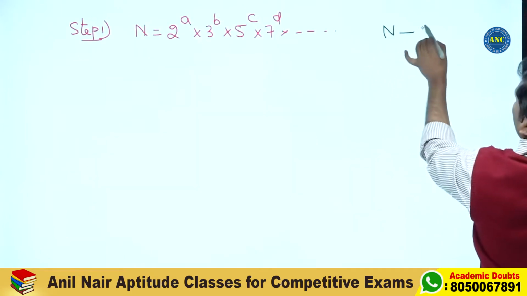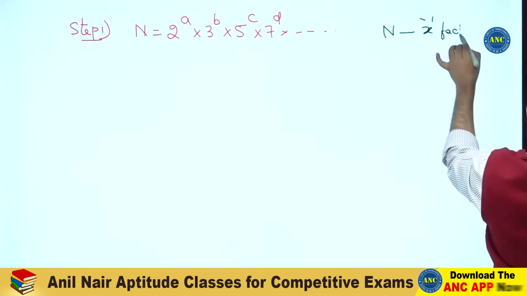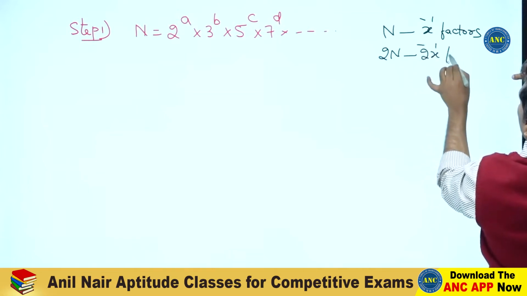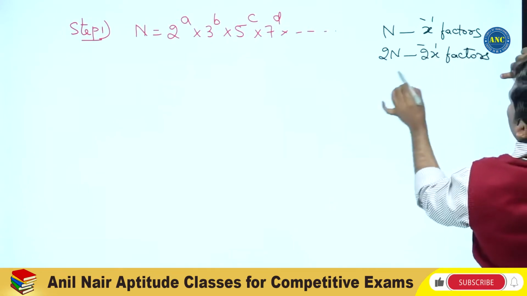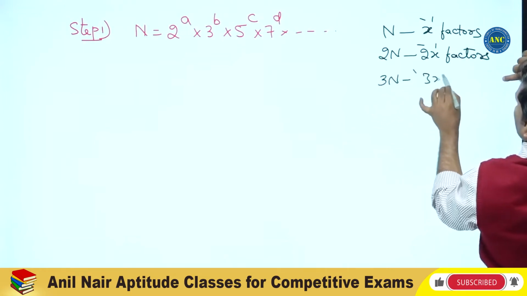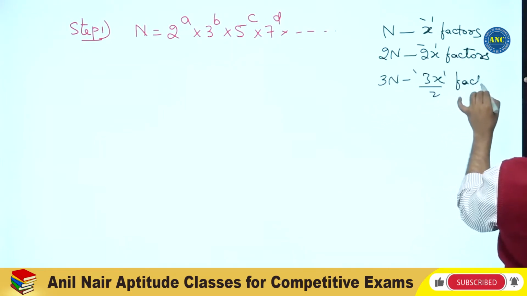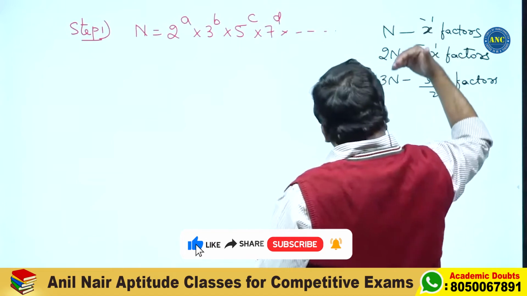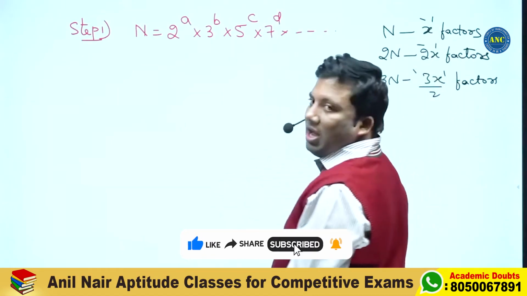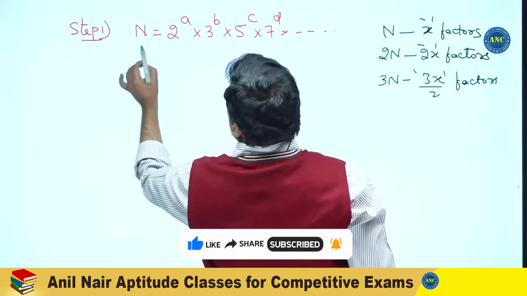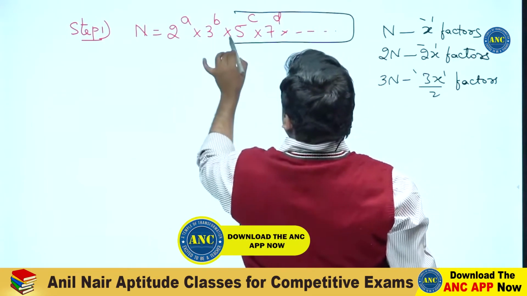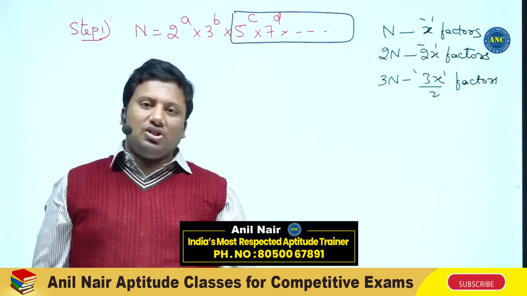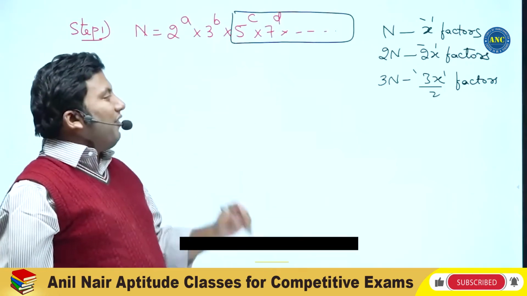Number will have x factors, 2n will have 2x factors, and 3n will have 3x by 2 factors. This is the question. When the number is multiplied by 2, the number of factors changes. When the number is multiplied by 3, the number of factors changes. Now, what will be the factors? I will curtail the other values, because the question says that multiplying by 2 or by 3 changes the number of factors.